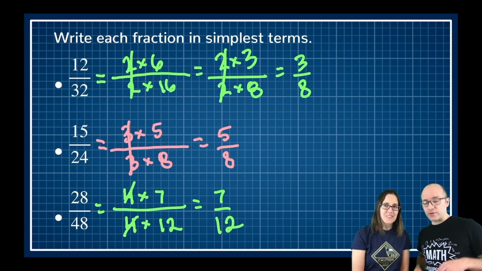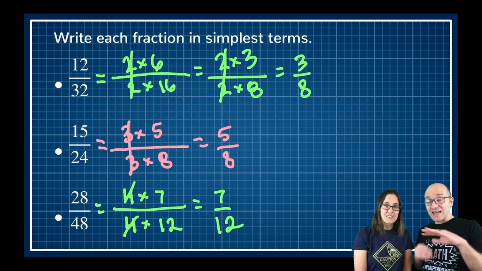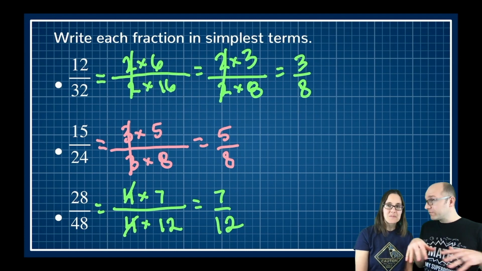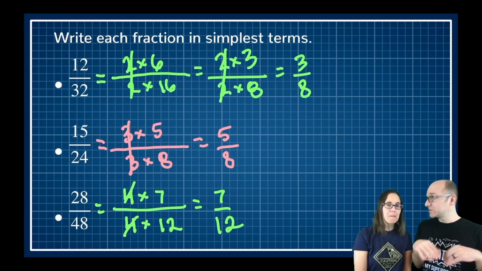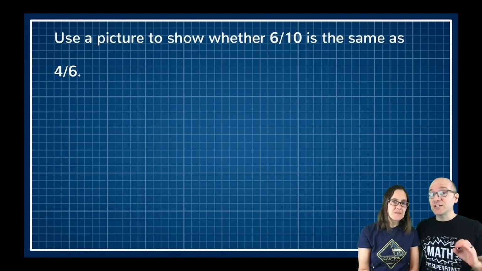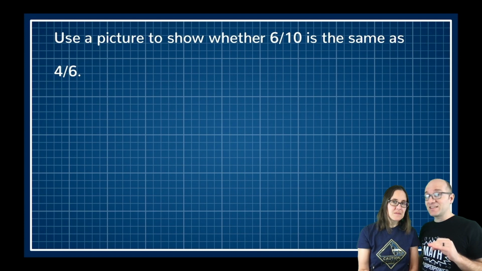I like it. So yeah, you took the 48 slices of pizza and we glued them together in groups of 4, and that left 12 groups of 4. 7 of those groups would have been shaded. Excellent. Right, I want you to use a picture to show whether 6/10 is the same as 4/6.